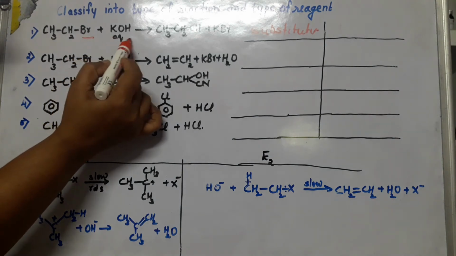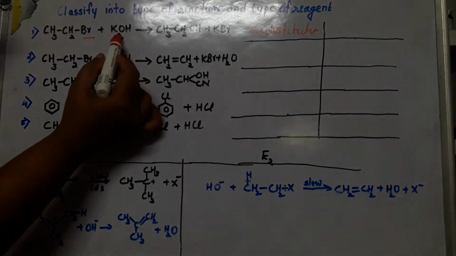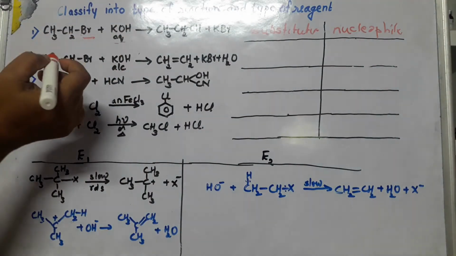Okay. Now what is the type of reagent? Look at the reagent, the attacking reagent here. It is potassium hydroxide. So we know that the hydroxide ion OH minus liberated from here will be replacing Br minus. So it is a nucleophile. So the type of reagent used here is nucleophile.